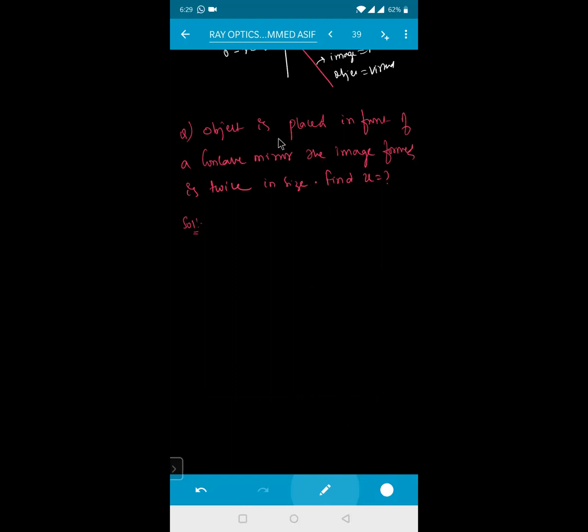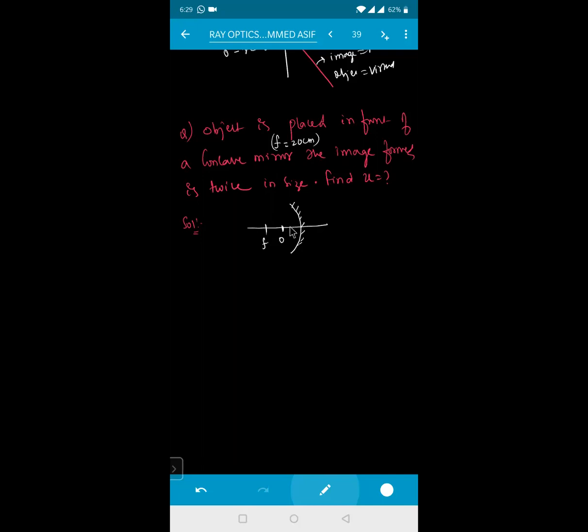Focal length for this one I'm giving, right? The focal length of this mirror is equal to 20 centimeters. Come on, try to do it out. The object is being placed in front of a concave mirror, so will it be real or virtual? Real. This is your concave mirror. The object is somewhere here, right? This is your object and this is your focus.